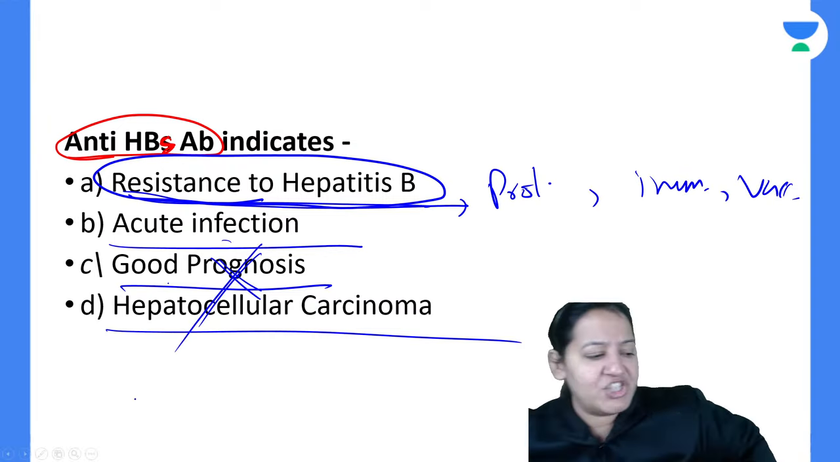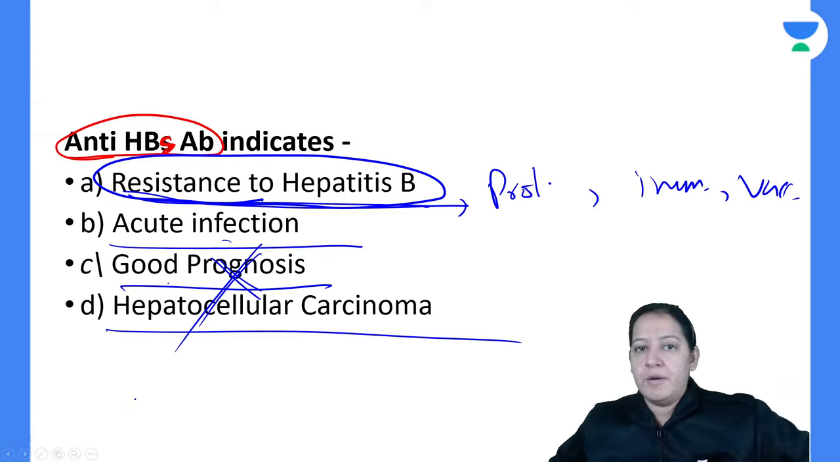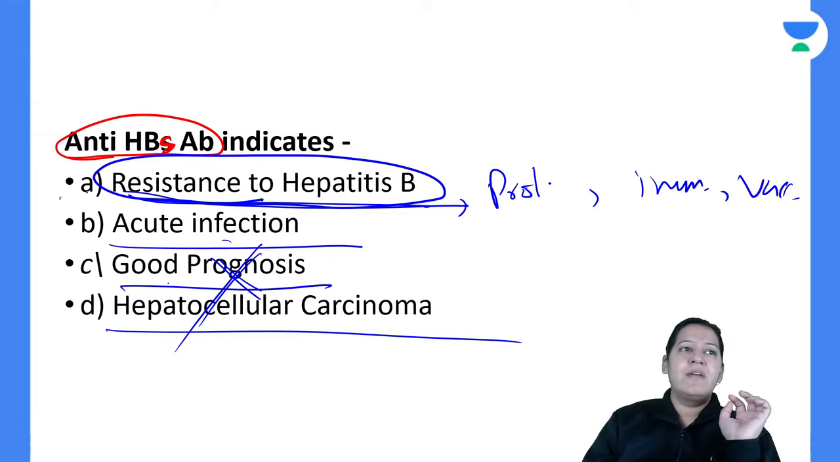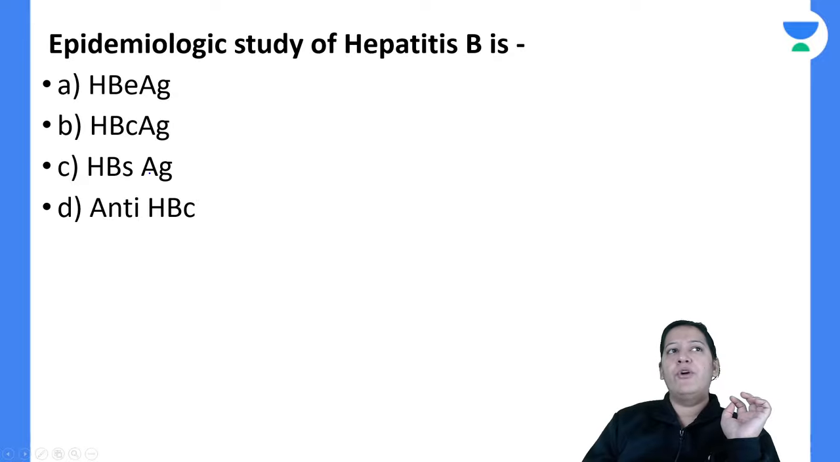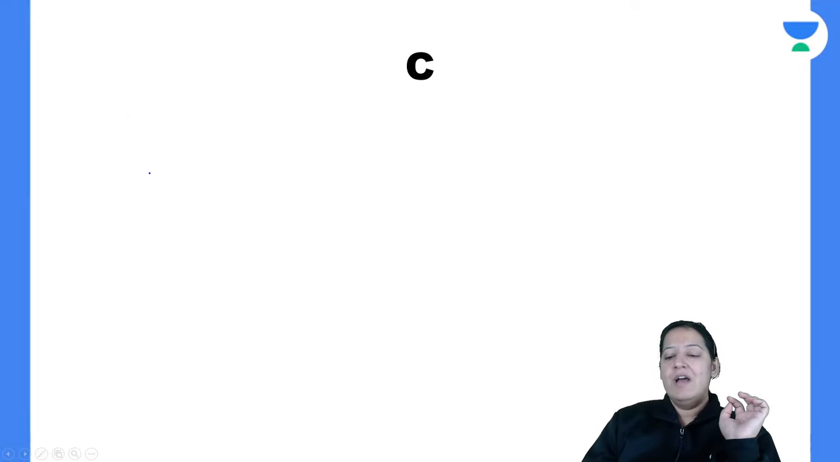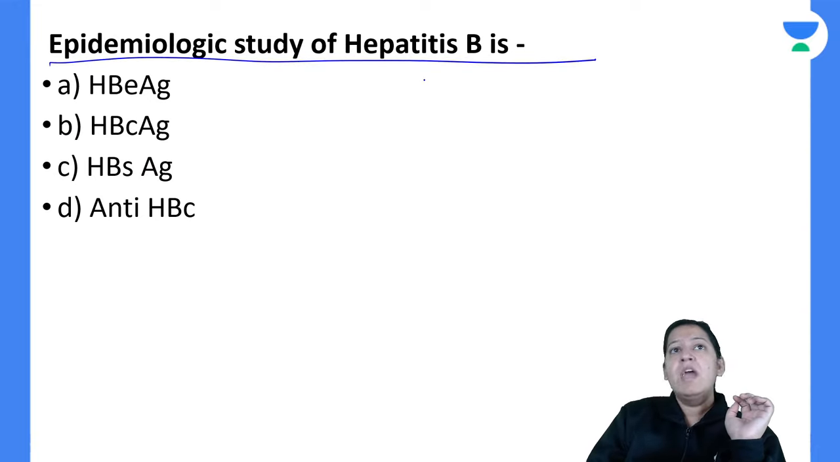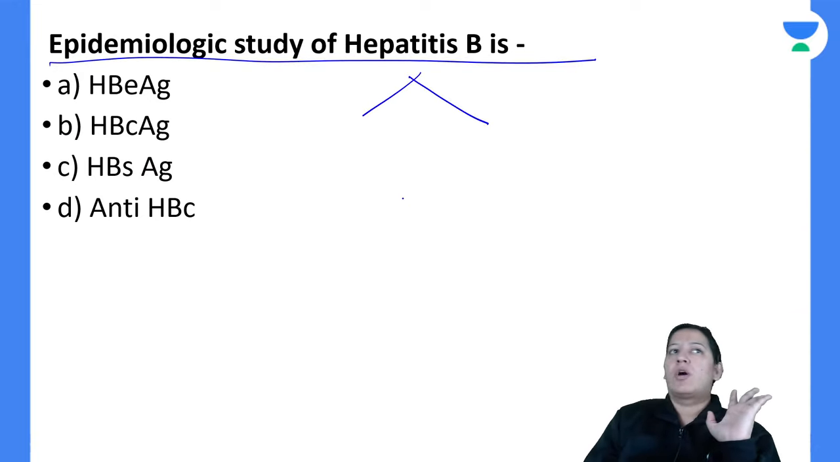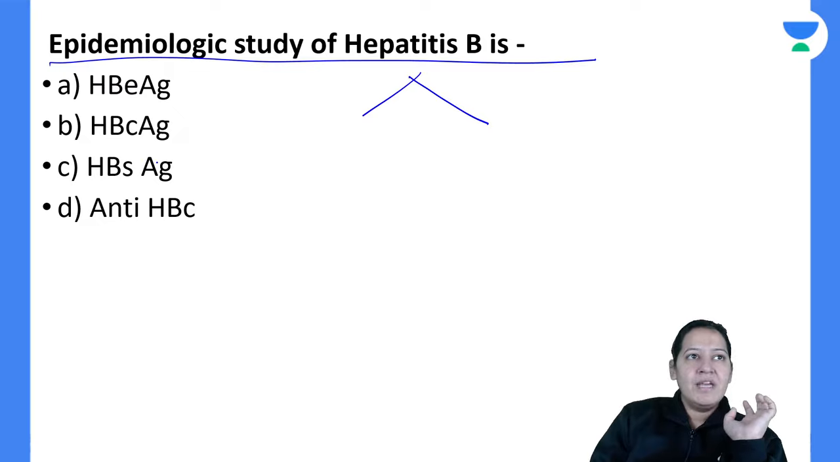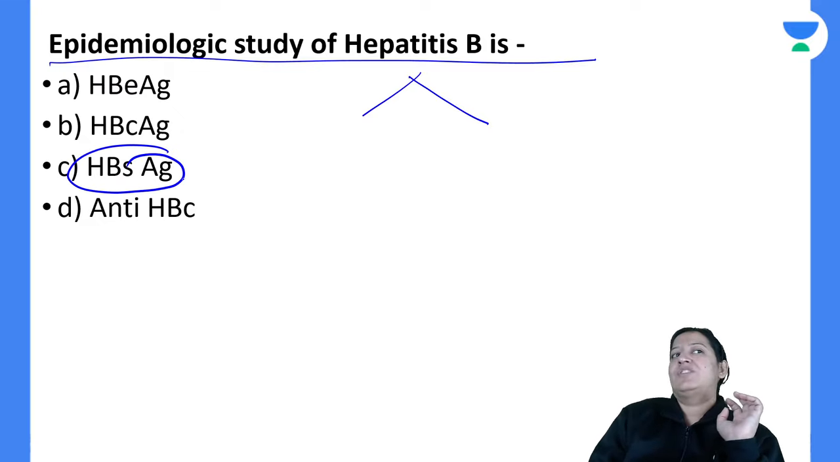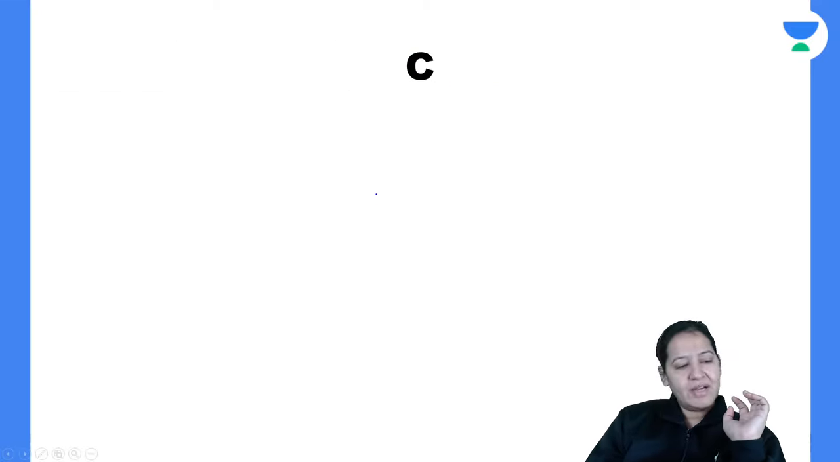Don't get confused. Nishi, Rehan, have you got your mistake? So the correct answer here is A, not C. Have you got it? Both of you? Now, for epidemiological study, which is the marker? In epidemiology, you want to see acute cases also, chronic also, all cases. So the marker here will be hepatitis S antigen. That indicates all infection. So the correct answer here is C.